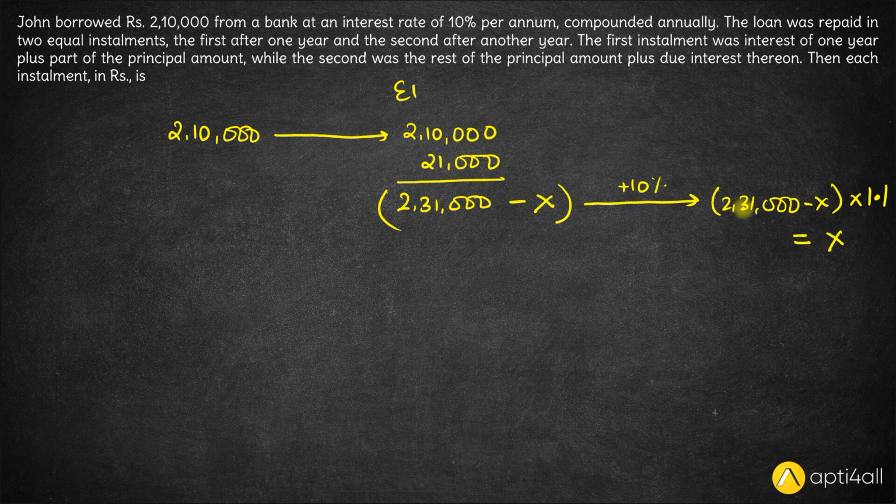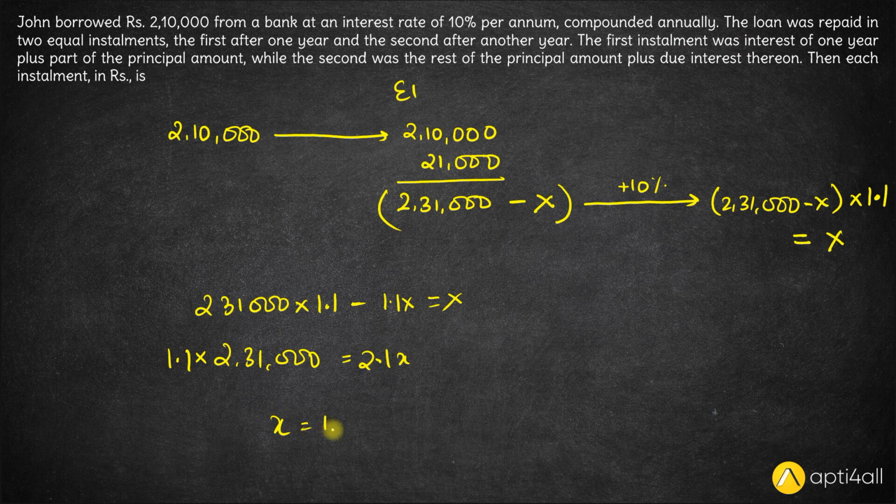So we have 2,31,000 into 1.1 minus 1.1 into X is equal to X. So we have 2,31,000 into 1.1 is equal to 1.1X plus X, which is 2.1X. Once you solve this, here also X comes out to be 1,21,000.